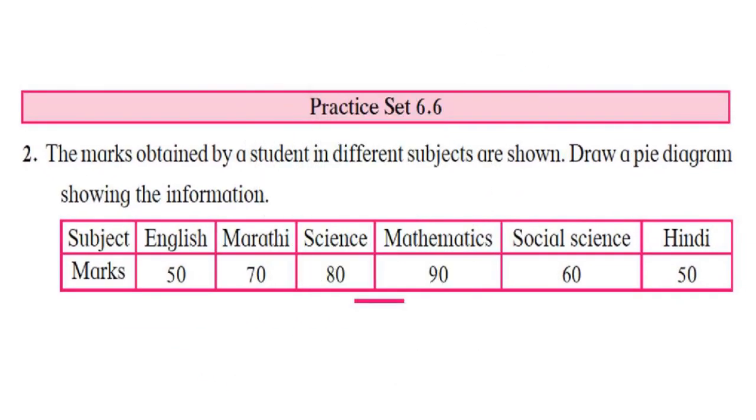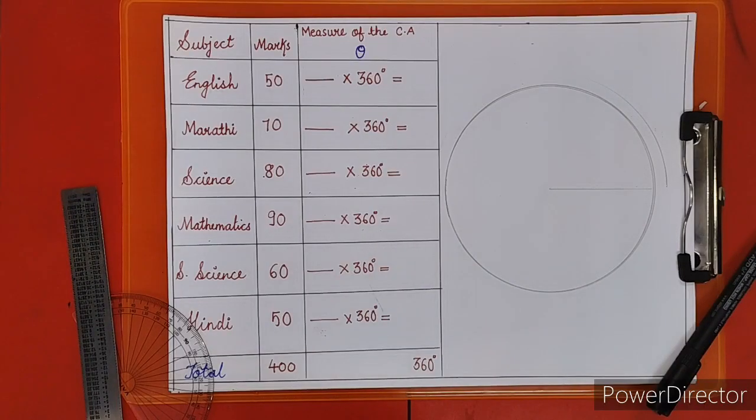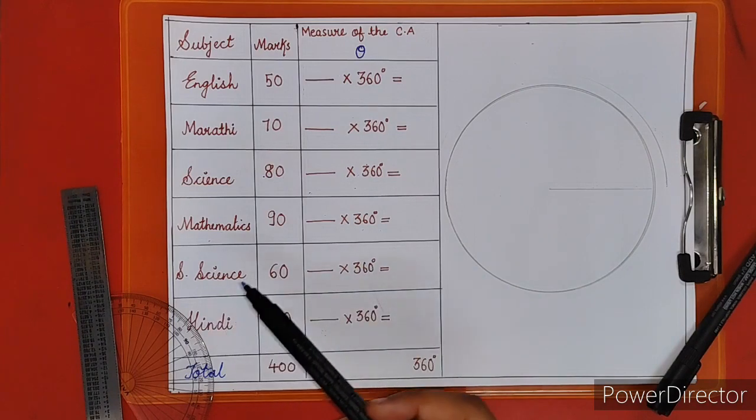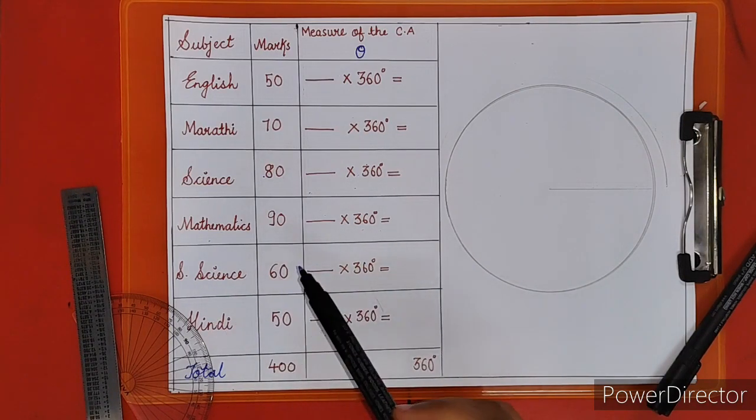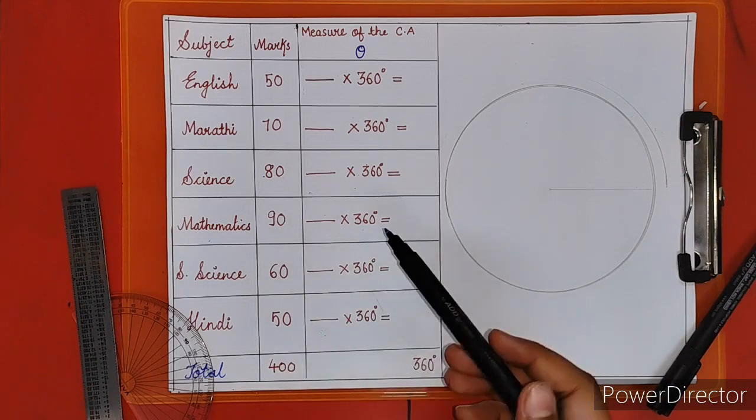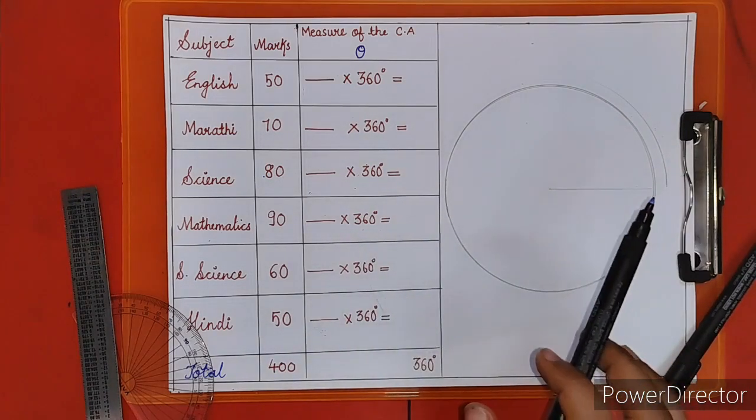Question number 2. The marks obtained by a student in different subjects are shown. Draw a pie diagram showing the information. So here the information is given about subjects, that is English, Marathi, Science, Mathematics, Social Science and Hindi. Marks obtained are given in the frequency column: 50, 70, 80, 90, 60, 50. We have to make a pie diagram of the given information. Here we have made 3 vertical columns. We have written the information, frequency which is about marks, and we have done the total also. We will find the central angle and plot it in the circle to make a pie diagram.